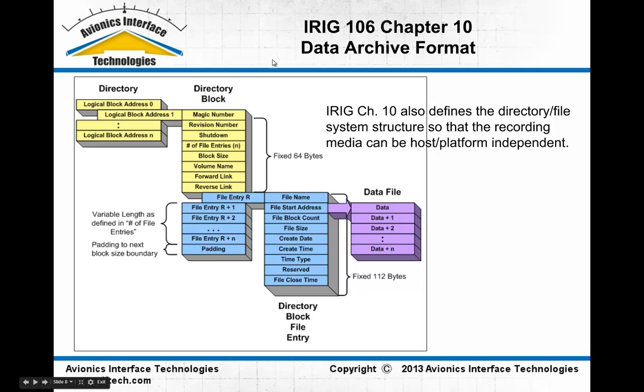Chapter 10 also specifies even the file system that's used on the mass media where the archive data is stored. The idea was to be operating system and file system independent, even down to the level of the file system. So just for your information, Chapter 10 also describes how the file system should be implemented and put together in the mass storage directories and subdirectories for the archive data.